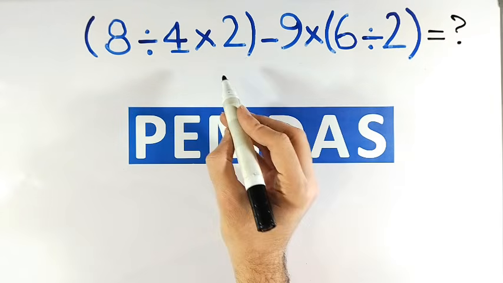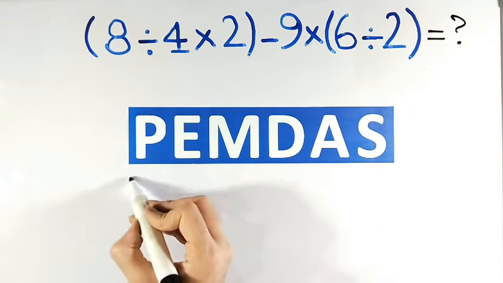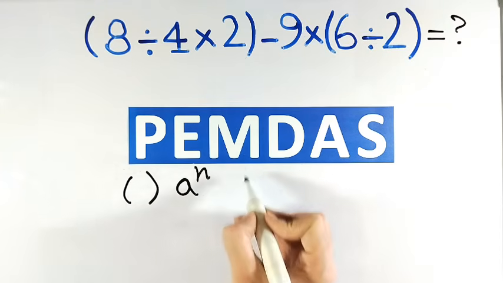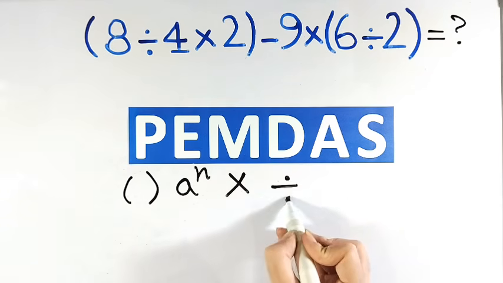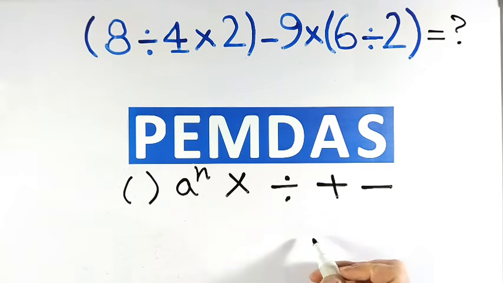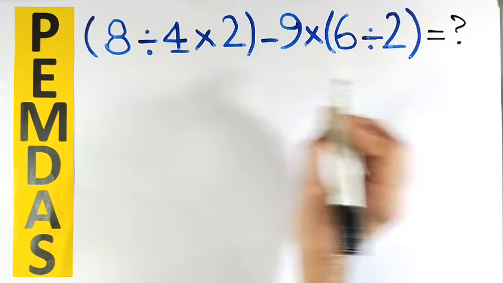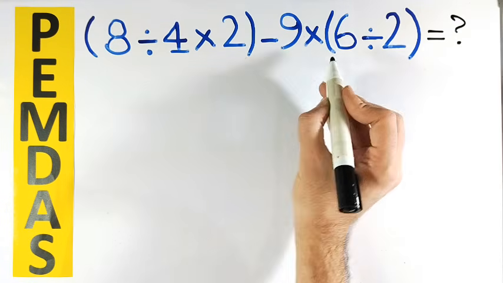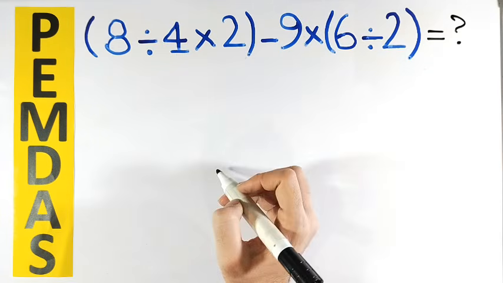To solve this question, we must follow the PEMDAS rule. In this rule, P stands for parentheses, E stands for exponent, M stands for multiplication, D stands for division, A stands for addition, and S stands for subtraction. As you can see on the screen, in this expression, first we have parentheses, then a subtraction sign, followed by a multiplication, and finally another parentheses.